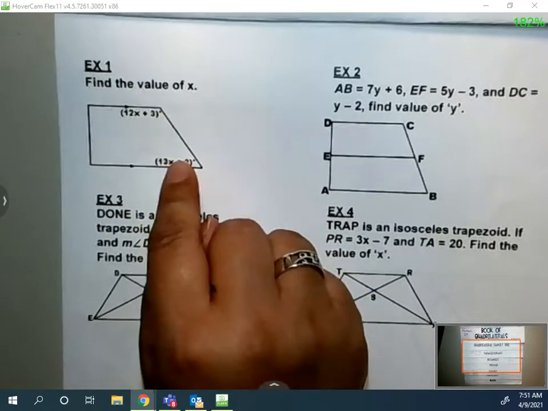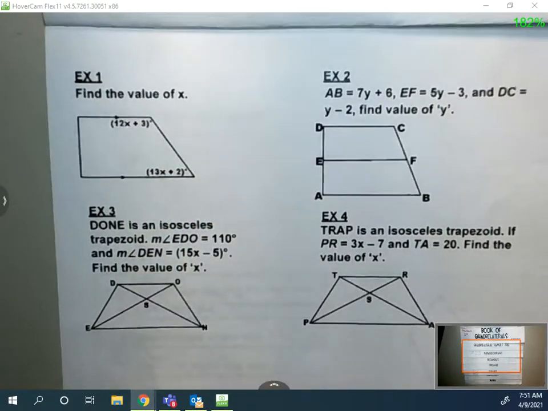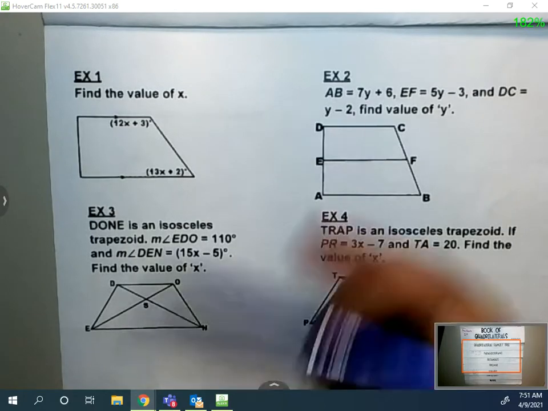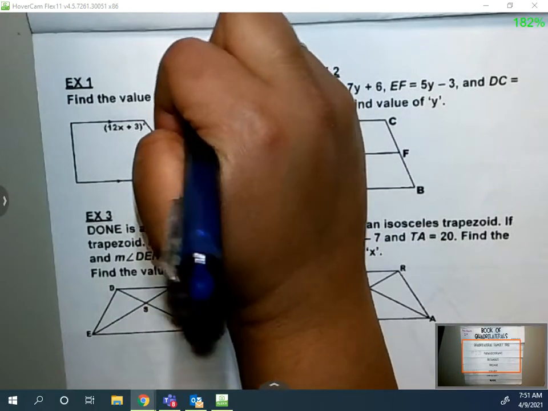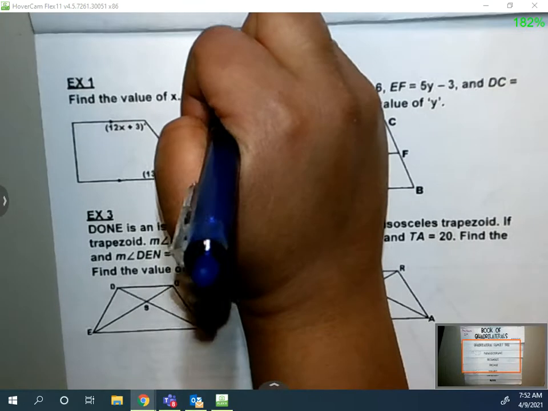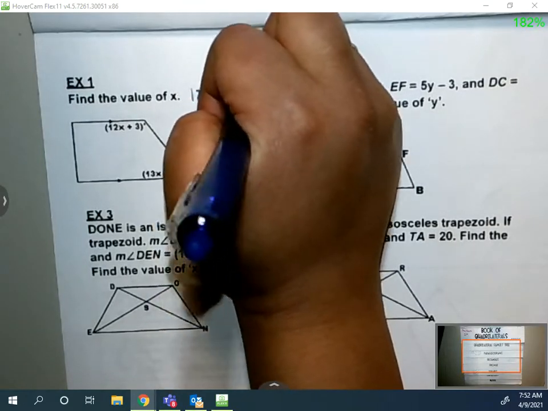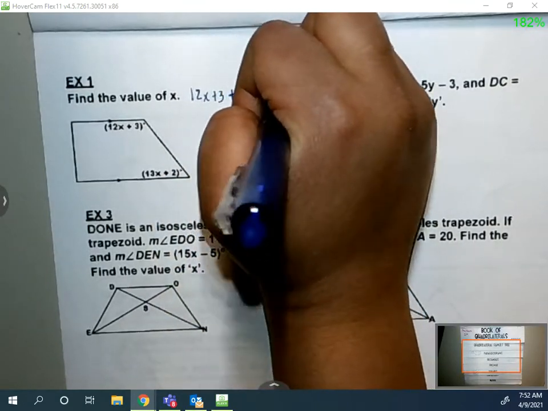Find the value of x. What do you think these two should add up to? 180. That's right. So you would do 12x plus 3 plus 13x plus 2 is equal to 180.